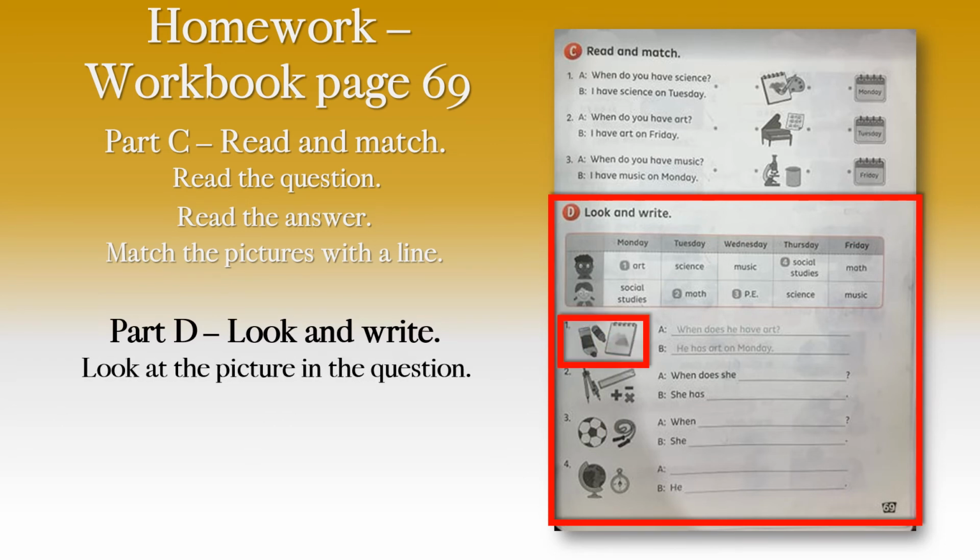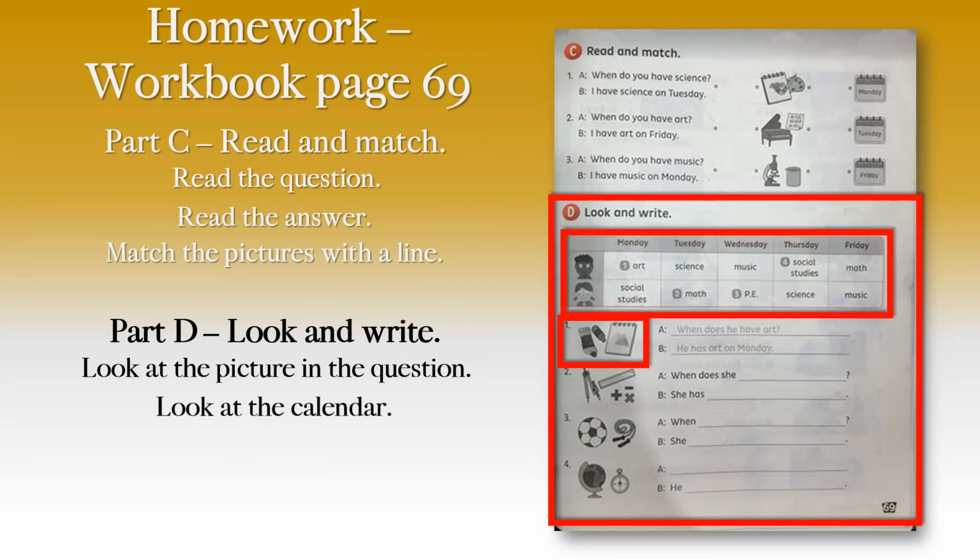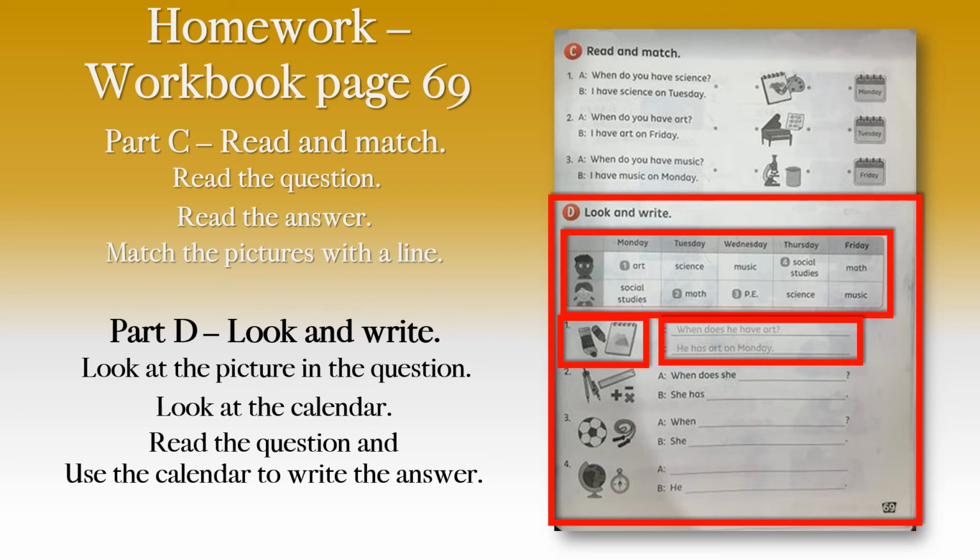Part D, you had to look and write. So look at the picture in the question. Each question has a picture. There are 4 questions. You had to look at the calendar. There was a boy and a girl. Monday, Tuesday, Wednesday, Thursday, Friday. And each day has a subject for the boy and for the girl. They are not the same. You had to read the question and use the calendar to write the answer. You had to write an answer. And you had to use he or she, and this would also help you to know who you were looking at, because he is the boy and she is the girl.